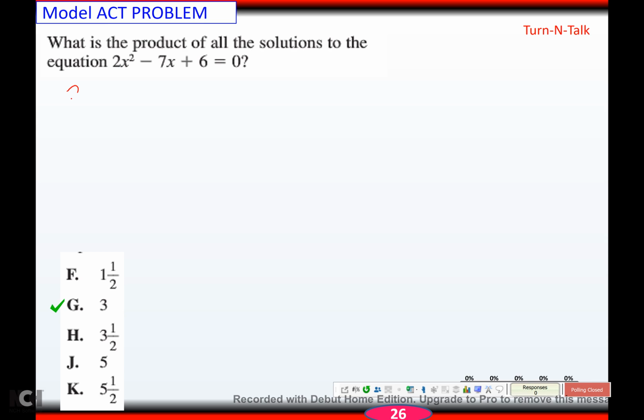All right, so A times C, 2 times 6 is 12. Factors of 12 that make 7 are going to be 3 and 4. So I'm going to have 2x squared plus or minus 3x plus or minus 4x. I haven't decided my signs yet. Plus 6 equals 0. Now figure out your signs, and C will tell you what to do. Since C is positive, then they both get to take whatever's in the middle. So they're both going to be minus.